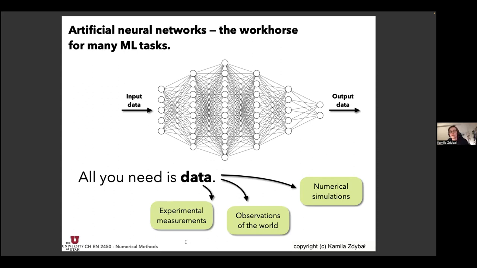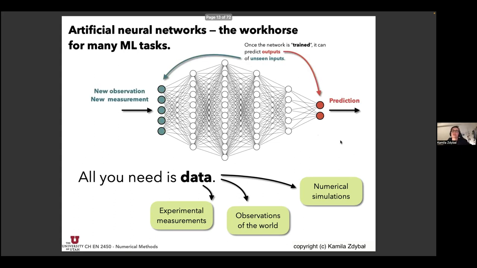And that data can come from experimental measurements, for example, just observations of the world, like pictures of dogs and cats. Numerical simulations can also generate a data set for us. The important thing is that the training data that we pass to the neural network has to come in paired input-output samples. For every input, we need to have the corresponding output. That's the only way that we can train those neural networks.